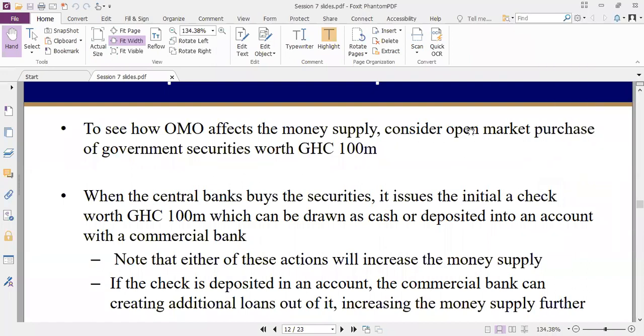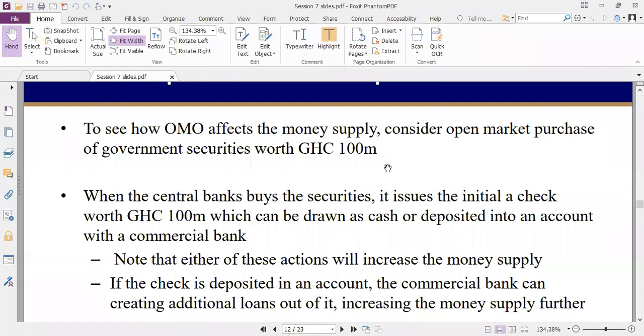We are going to consider an open market purchase of government security worth 100 million. When we say open market purchase, all that we are trying to say is that open market purchase usually increases money supply in the system. So this is how it works.